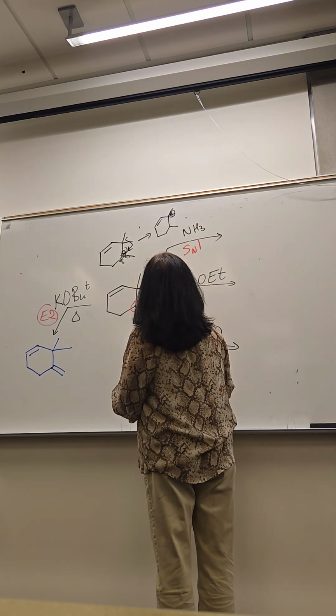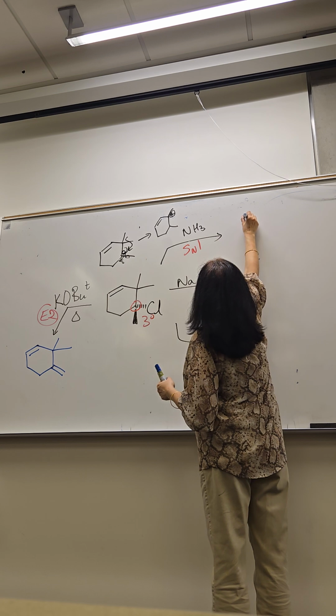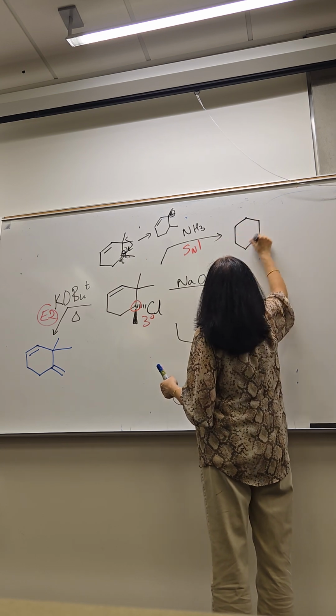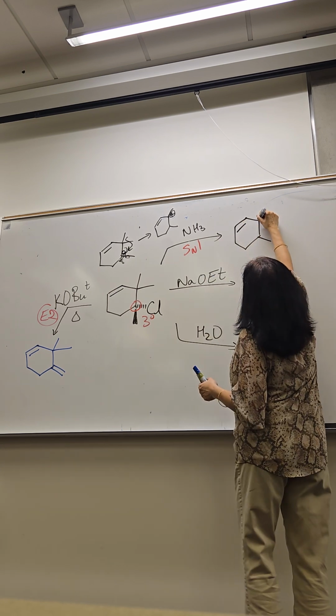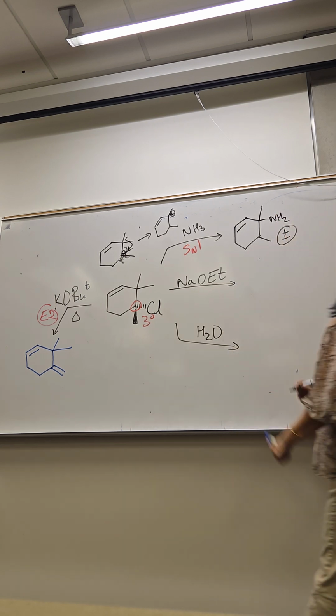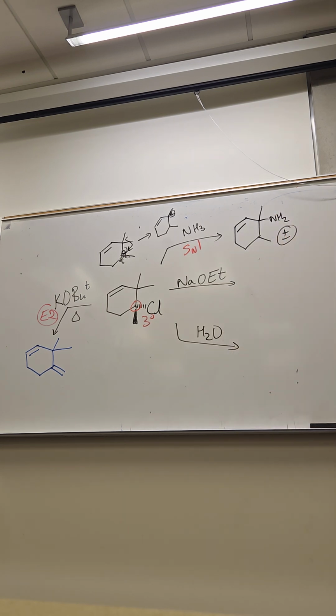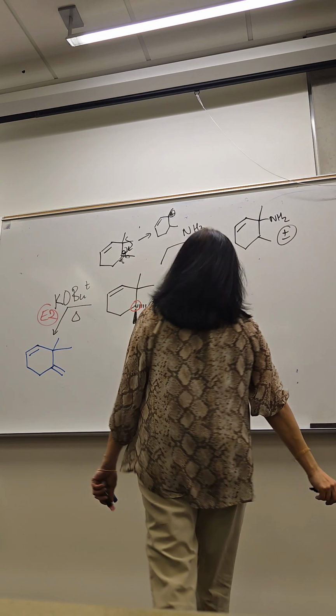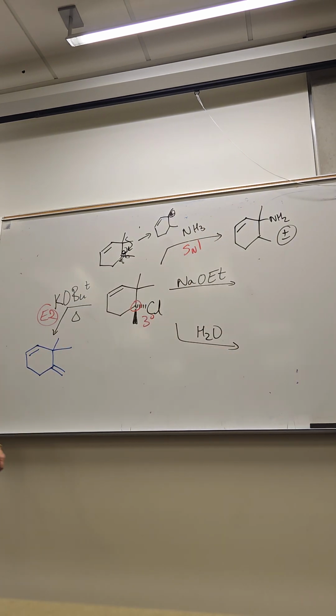But how many? Can that be a stereo center? Yes, absolutely. So you will get a racemic mixture. You'll get both enantiomers. Agreed? Everybody? Again, please write the mechanisms over and over again.